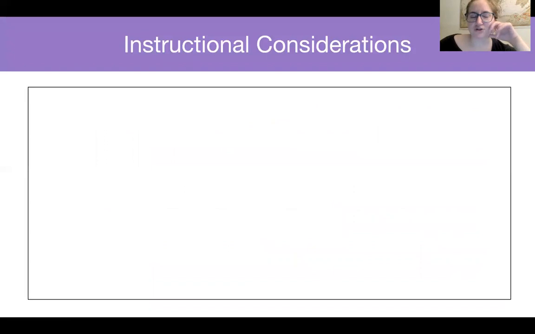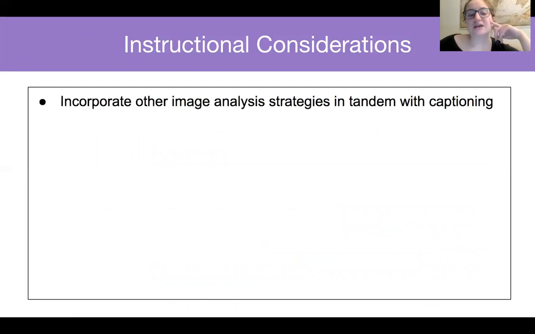There are different instructional considerations for when and how to use captioning. So one way is to incorporate other analysis strategies in tandem with captioning. So while you're practicing captioning or focusing in on captioning, you might also want to include the quadrant analysis or the See, Think, Wonder routine or other strategies to help kids think about the images that they're studying.